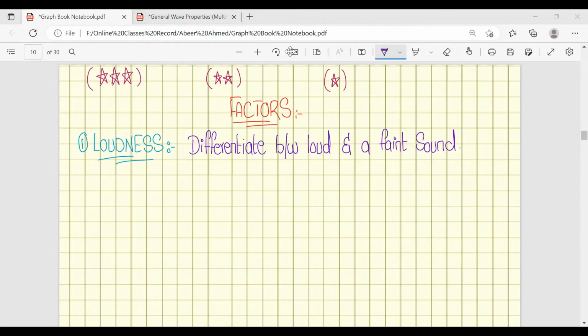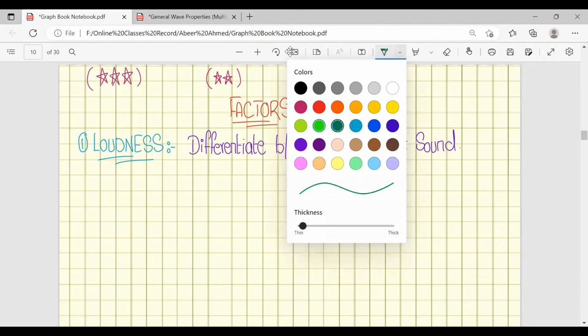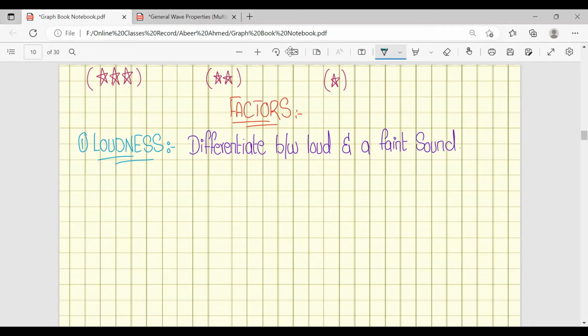So if sound is going to be loud or faint, which property is going to be linked with the loudness of sound? Is it frequency? Is it wavelength? Is it amplitude? Or is it time period? Any idea? Frequency? Okay, but frequency is not actually linked with the loudness, but you tried. Loudness basically links with the property of amplitude, right?